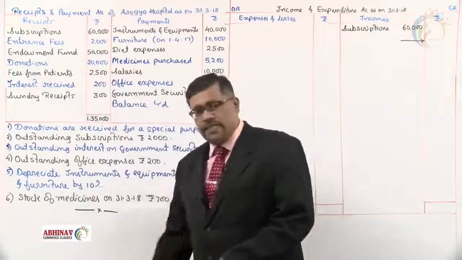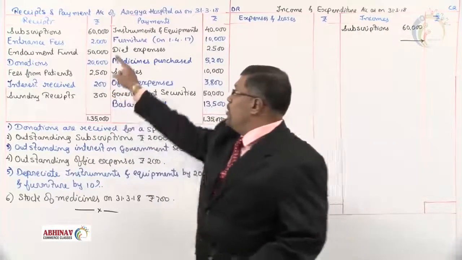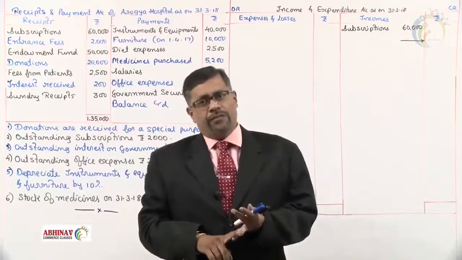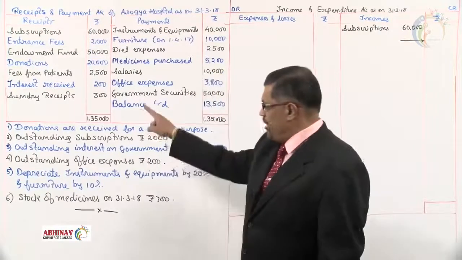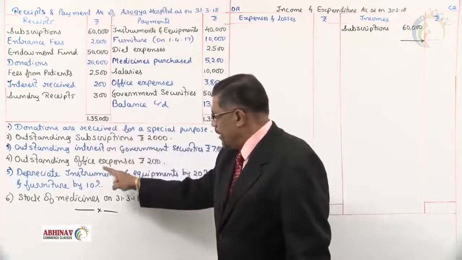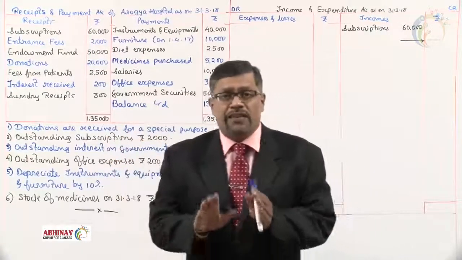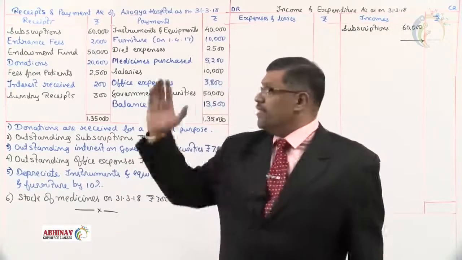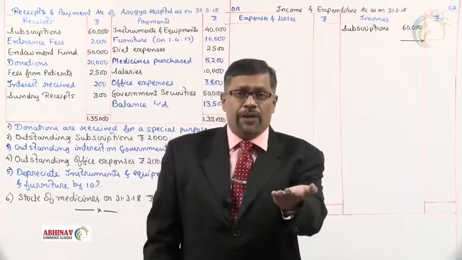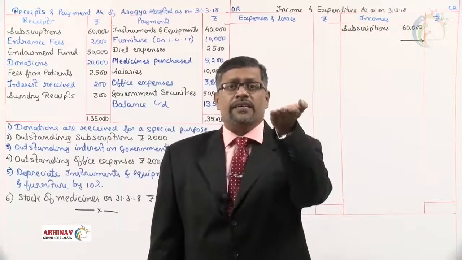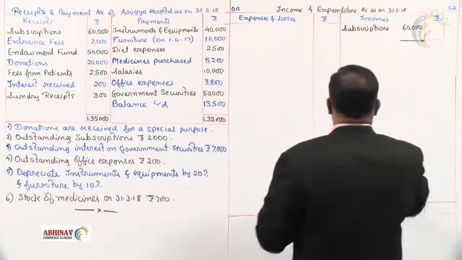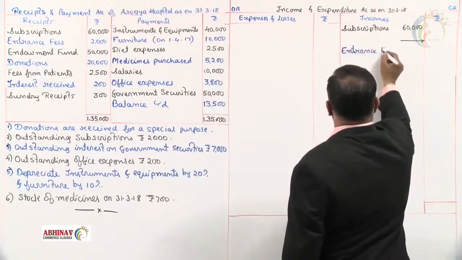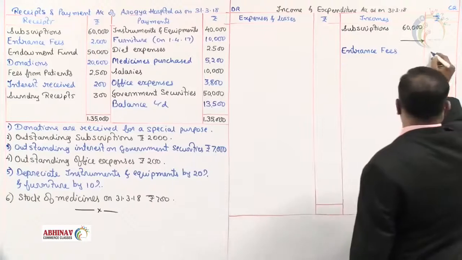Entrance fees. Entrance fees, 2000. Now when you talk about entrance fees, it may be capital or revenue. It depends upon the problem. Is it mentioned anywhere? Entrance fees are capitalized? No. That means entrance fees are revenue in nature. Revenue is to be recorded. Entrance fees, receipt side, it's income. When you take up the income, your profit will increase. We credit. Entrance fees, on the credit side, rupees 2000.